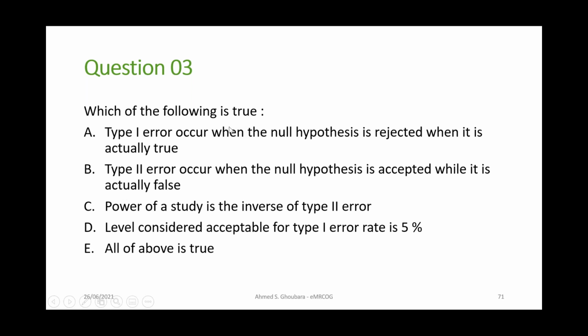So what do you think, guys, about the answer of this one? A, everything is correct. E, all of the above. Okay, is this question clear for you guys? Good.